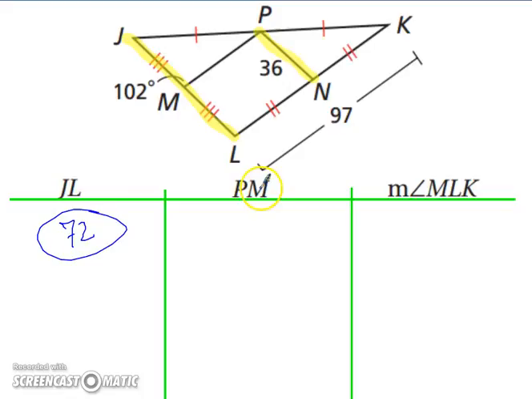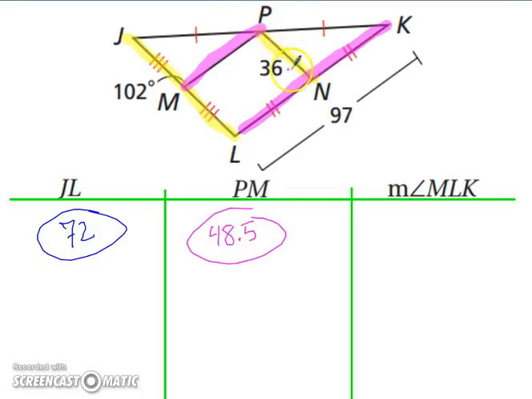Let's look at PM. Alright, so we have PM. We're going to highlight that in a different color here. We'll go with pink. And we know that PM has to be half the length of LK, because remember, we're always dealing with the ones that are parallel. So since PM has to be half of LK, that must be 48.5. Be careful not to think that PM and PN are the same length. Always deal with the ones that are parallel. It may help to highlight.